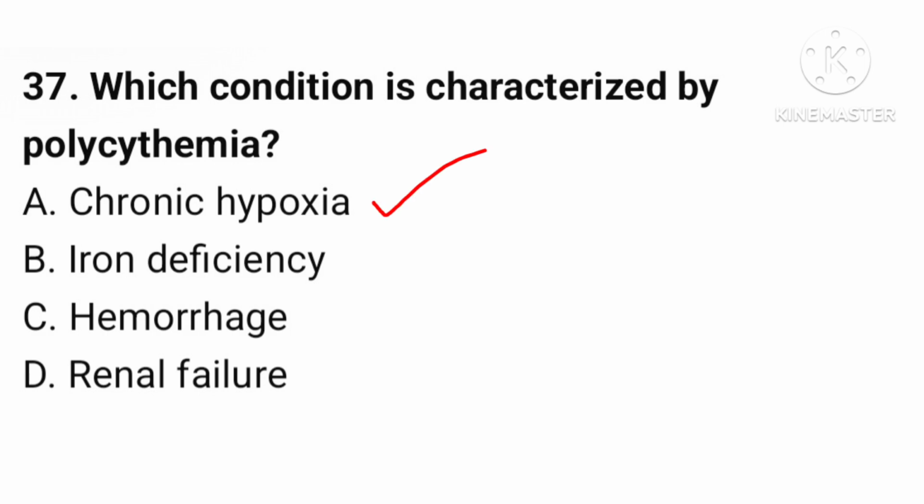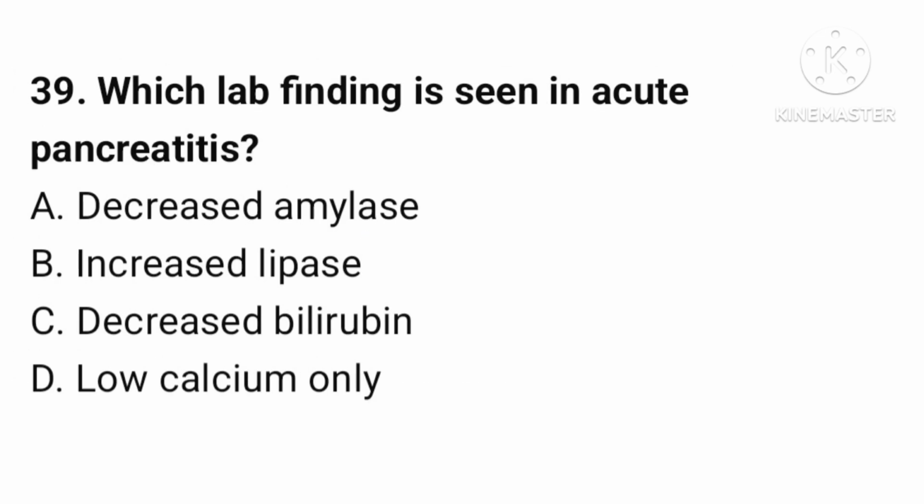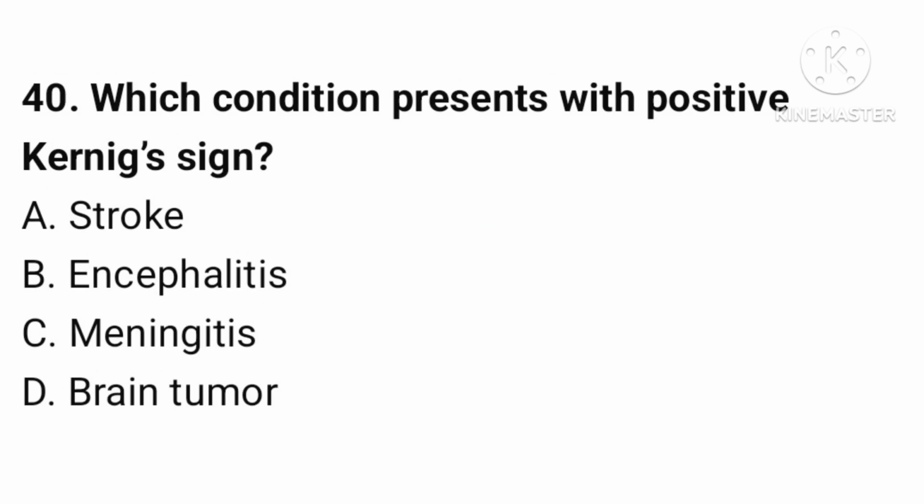Correct option is A. Which drug class is contraindicated in asthma? Correct option is B. Which lab finding is seen in acute pancreatitis? Correct option is B. Which condition presents with positive Chvostek's sign? Correct option is C.